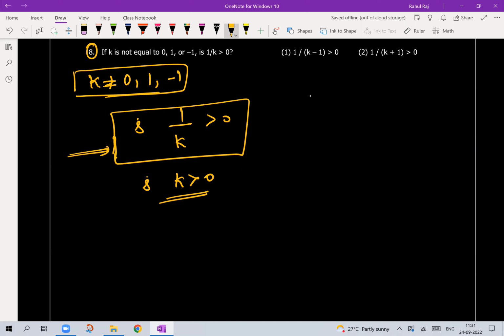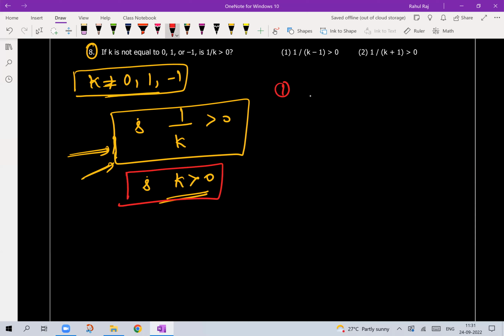Any doubt here? I have just tried to reduce the question for myself. My question says, is 1 over k greater than 0? All I thought was, when is this condition possible? When the sign of numerator and denominator are the same. I know that the numerator is positive, so the denominator should be positive. Now, can I change my question to is k greater than 0? If I can prove that, 1 over k greater than 0 will happen by default. So my new question is, is k greater than 0?